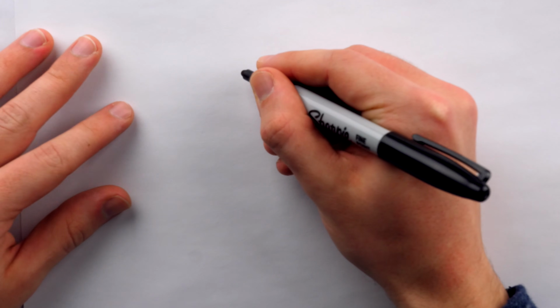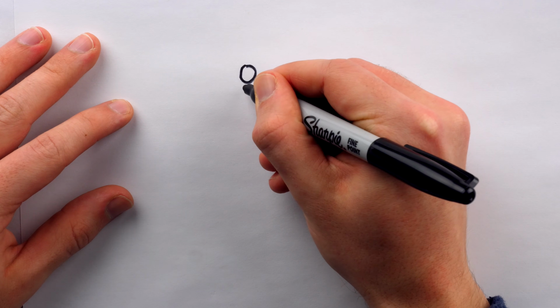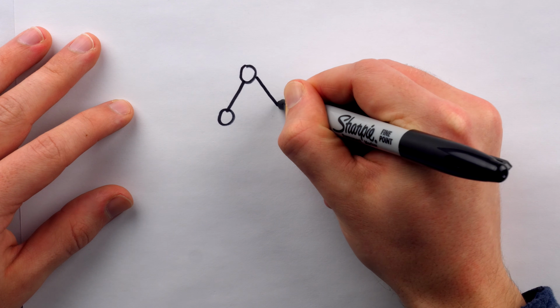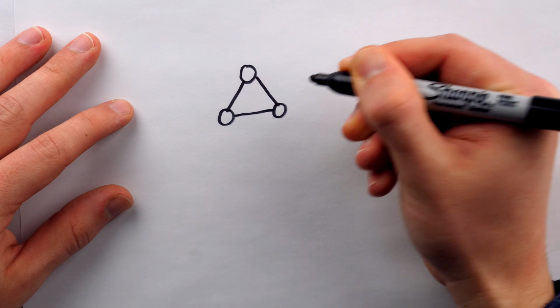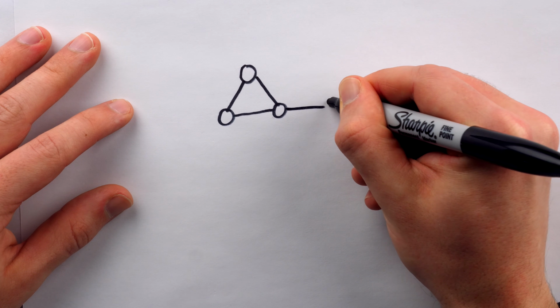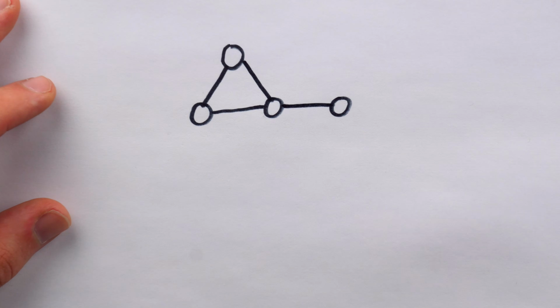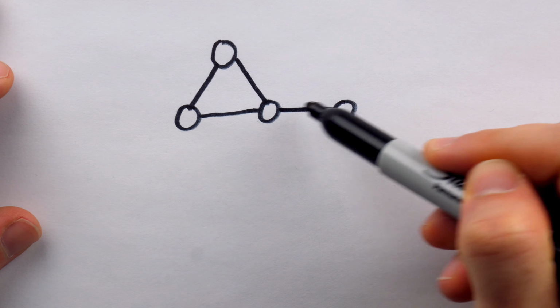In the field of math called graph theory, we study these things called graphs. A graph is a structure made out of vertices and edges. Vertices are generally represented as dots or circles, and edges are lines joining pairs of distinct vertices.